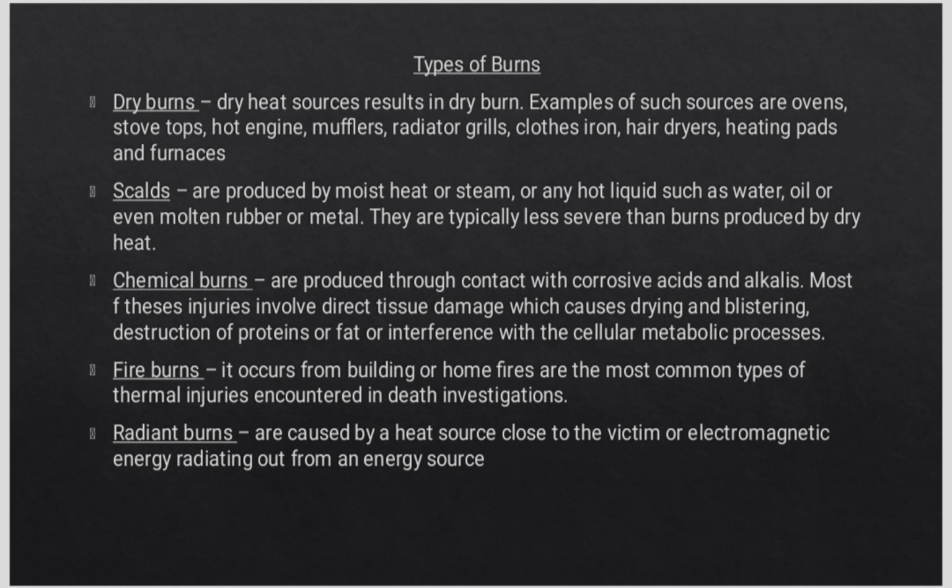Scalds are produced by moist heat or steam, or any hot liquids such as water, oil, or even molten rubber or metal. They are typically less severe than burns produced by dry heat. Chemical burns are produced through contact with corrosive acids, and most of these injuries involve direct tissue damage, which causes drying, blistering, destruction of proteins or fat, or interference with the circulatory metabolic processes.